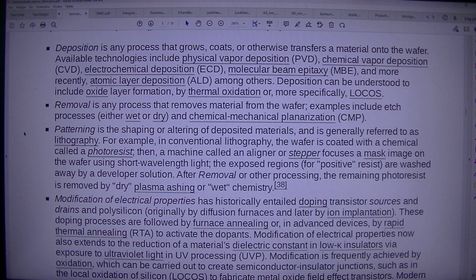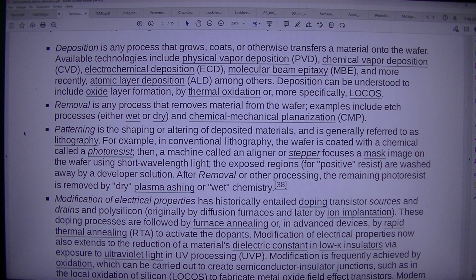Patterning is the shaping or altering of deposited materials, and is generally referred to as lithography. For example, in conventional lithography, the wafer is coated with a chemical called a photoresist. Then, a machine called an aligner or stepper focuses a mask image on the wafer using short wavelength light. The exposed regions, for positive resist, are washed away by a developer solution. After removal or other processing, the remaining photoresist is removed by dry plasma ashing or wet chemistry.